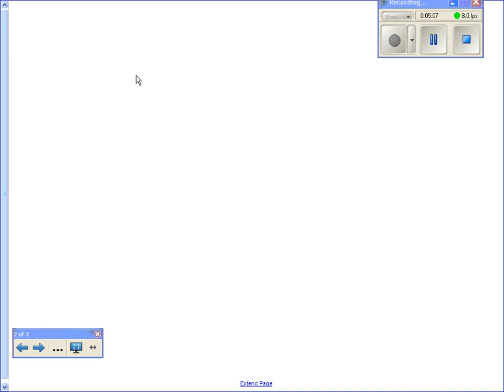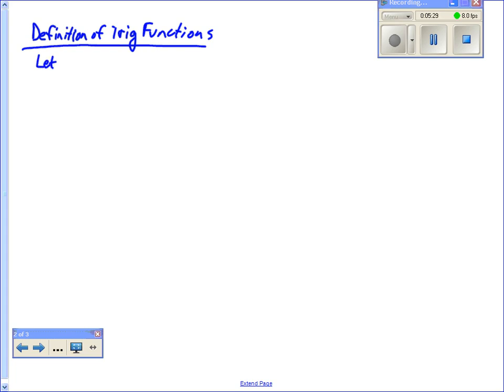Okay, so let's go ahead and define the trig functions from the unit circle. Definition of the trig functions. We're going to let t be a real number and (x, y) a point on the unit circle.